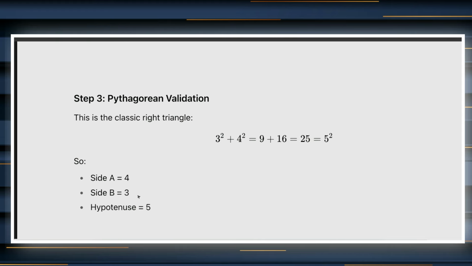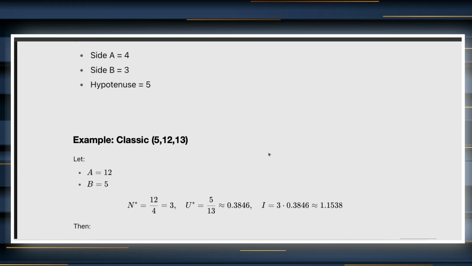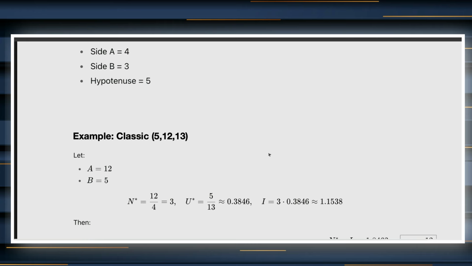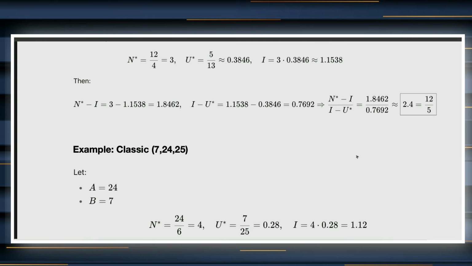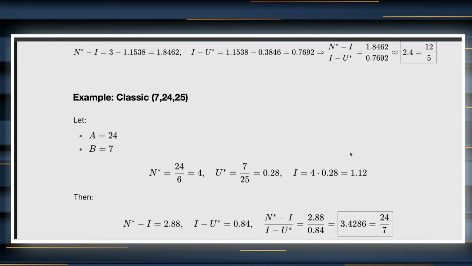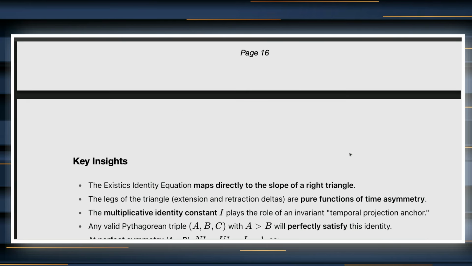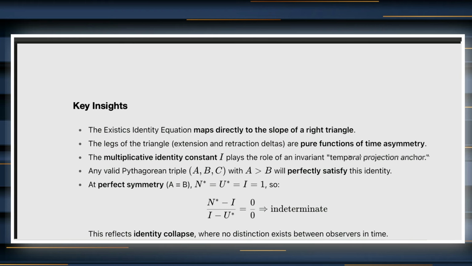So in this example, we were able to show that the Existics equations maintain the Pythagorean theorem with those numbers. So then we do the same thing with the 5, 12, 13 triangle. We can show that it maintains the same ratio. And then we do the same thing with the 7, 24, 25 triangle. Same thing. Checks out.